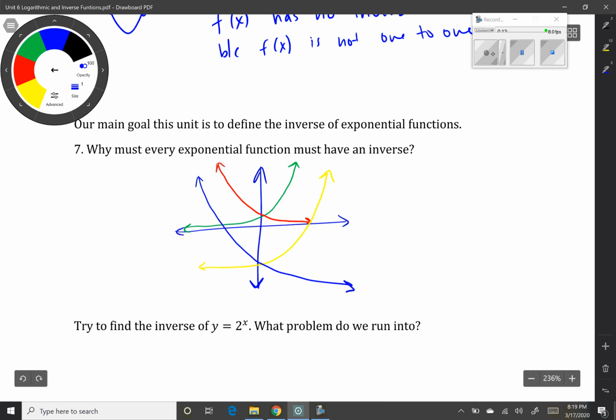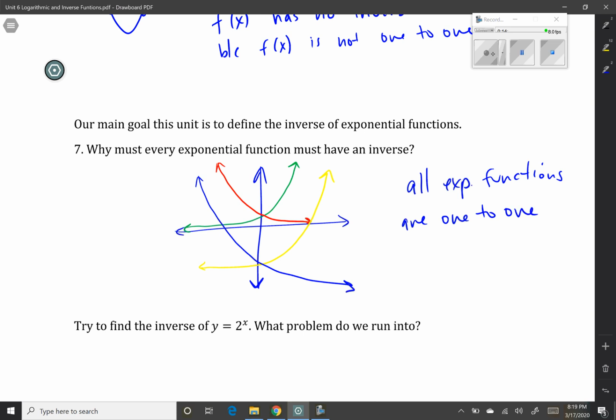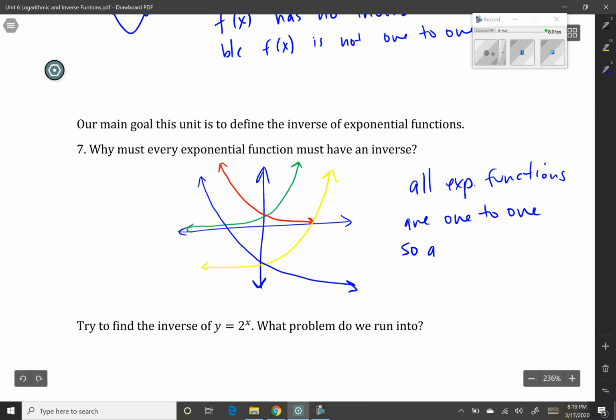So we can say here, just to sum things up, all exponential functions are 1-to-1. Because they're all 1-to-1, we know that they all have inverses that are functions. So all exponential functions have inverse functions.